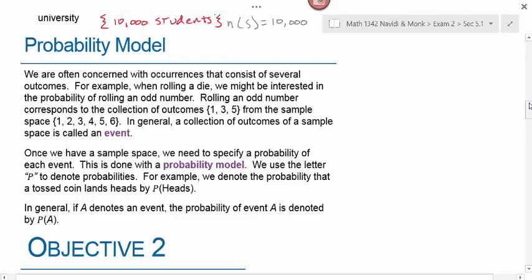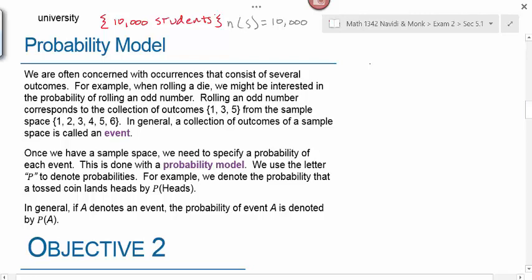In general, a collection of outcomes of a sample space is called an event, and I've already been calling them that. Once we have the sample space, we need to specify a probability of each event. This is done with a probability model. We use the letter P to denote probabilities. For example, we denote the probability that a tossed coin lands on head by P of heads. In general, if A denotes an event, the probability of an event is denoted by P of A.